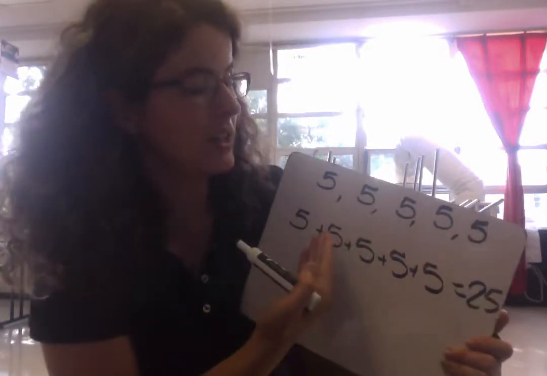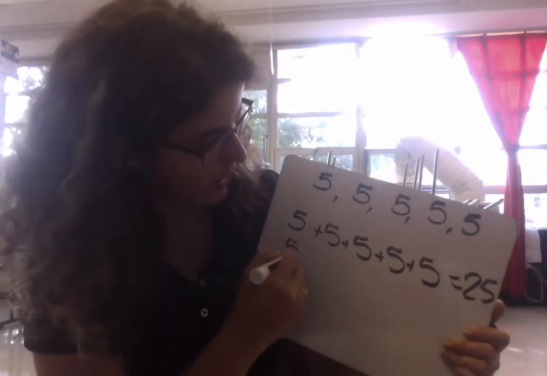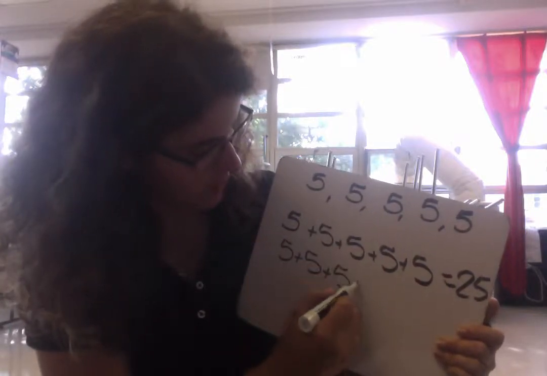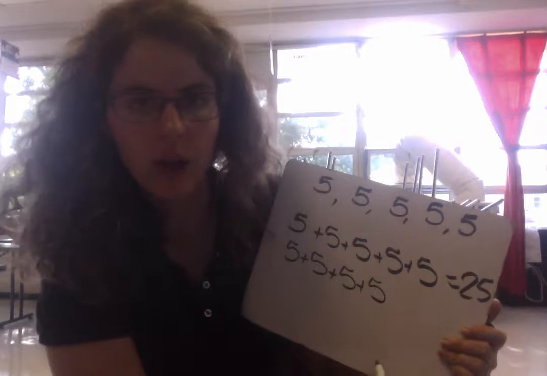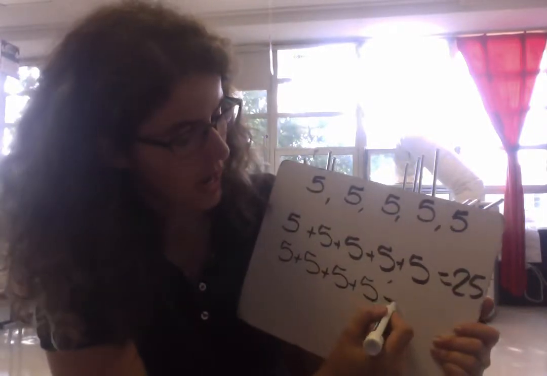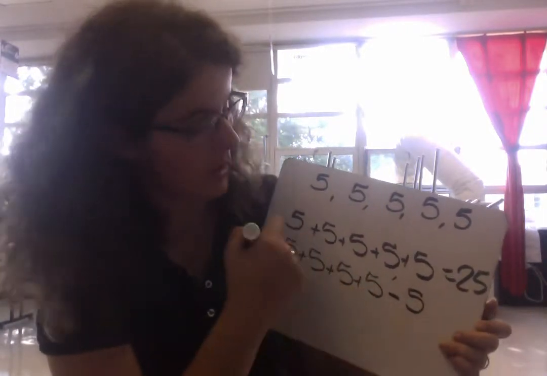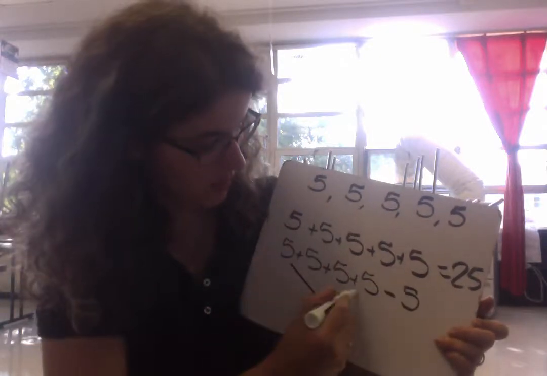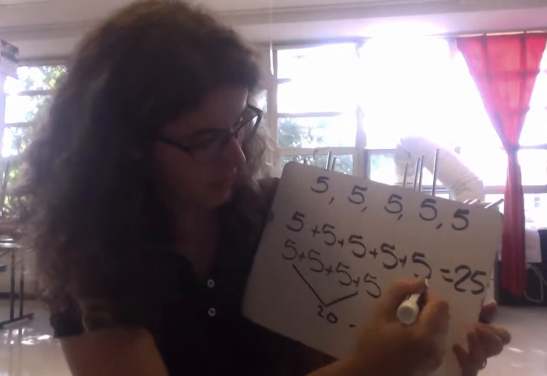Well, let me do something with that now. If I do 5 plus 5 plus 5 plus 5, but now instead of adding 5, what else could I do? I could subtract 5. So that would be 20 minus 5. That would be 15.